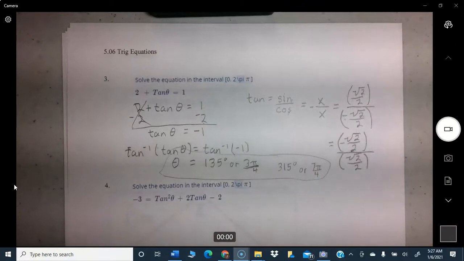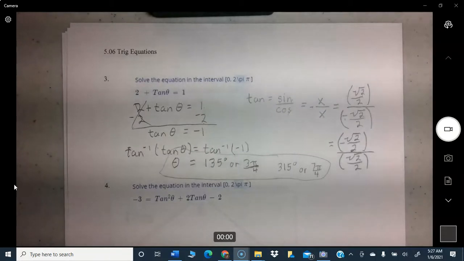Okay, so just review that, practice it on your own for the extra credit points. All right, and that's how you do that.